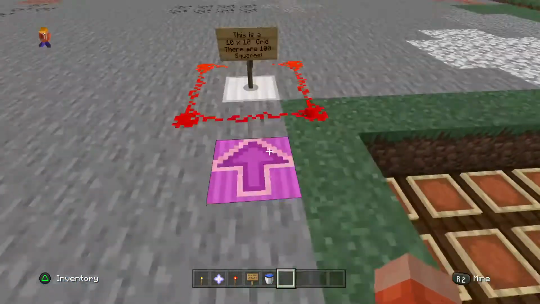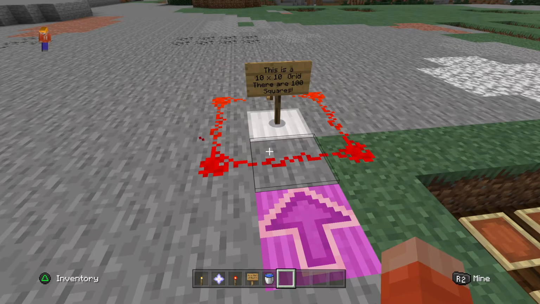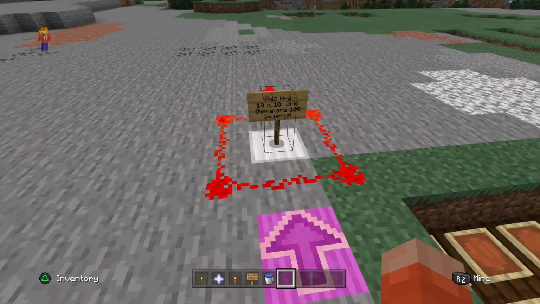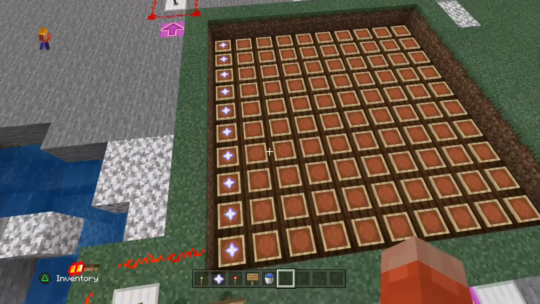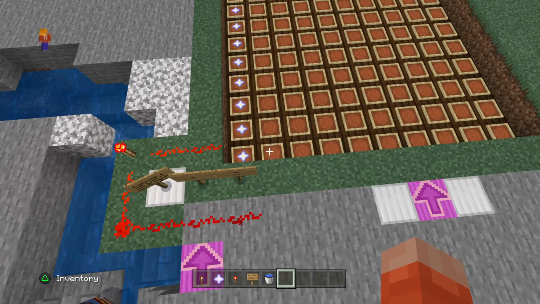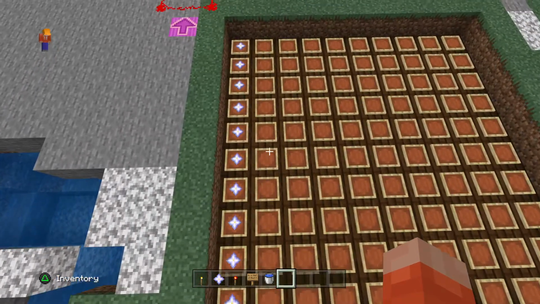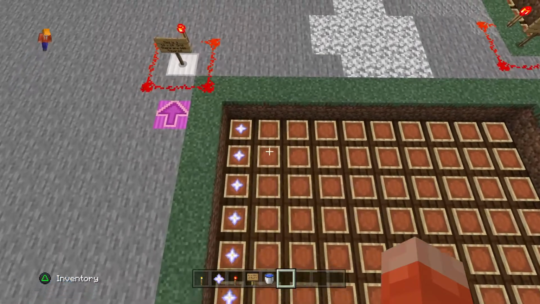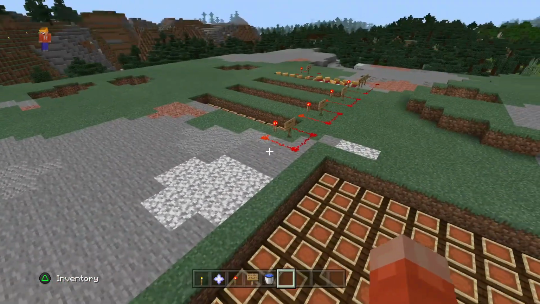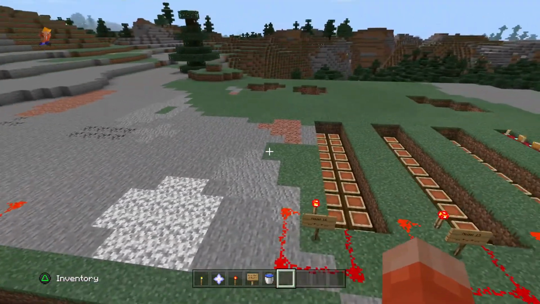All right, so here's that sign again. It says this is a 10 by 10 grid. There are 100 squares. Now we're talking about teen numbers. When we add more stars in this column, they will turn into some teen numbers. Let's come over here. I've started some for us.